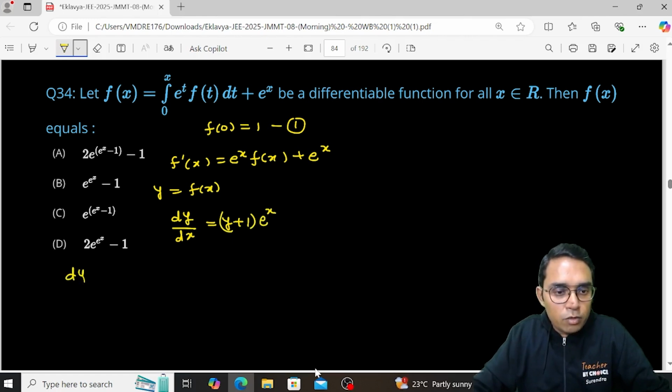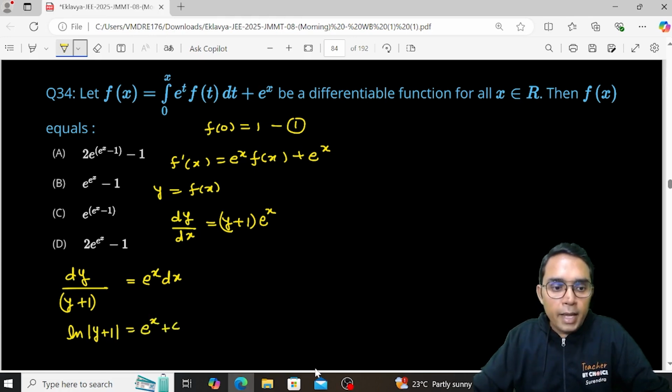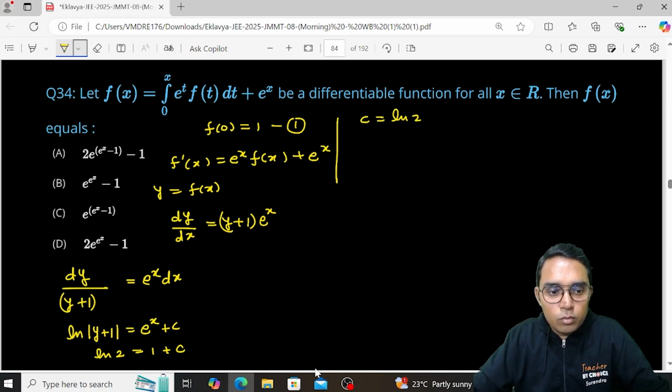I think it's a simple question of variable separable then. We could have done it with the help of linear also, but with variable separable we can do it easily. e^x dx. Its integration would be ln|y+1| equal to e^x plus c. Now because at x equal to 0 the value of the function is 1, we will get ln 2 here. As I put x equal to 0, that will give you 1 here, plus c. So we get c equal to ln 2 minus 1.